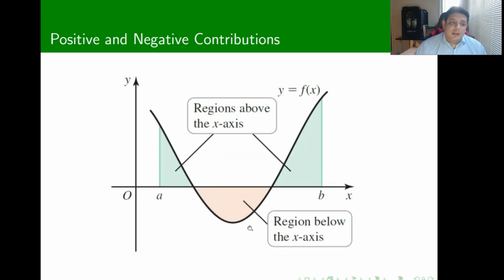Now, let's talk about positive and negative contribution. If we have in general a function, and that function has certain areas above the x-axis and certain areas below the x-axis, then we need to separate those Riemann sums. We need to separate those areas, and we are going to account for each one of them by itself. In that way, we can account everything that is above the x-axis as a positive area, and anything that is below the x-axis as a negative area.